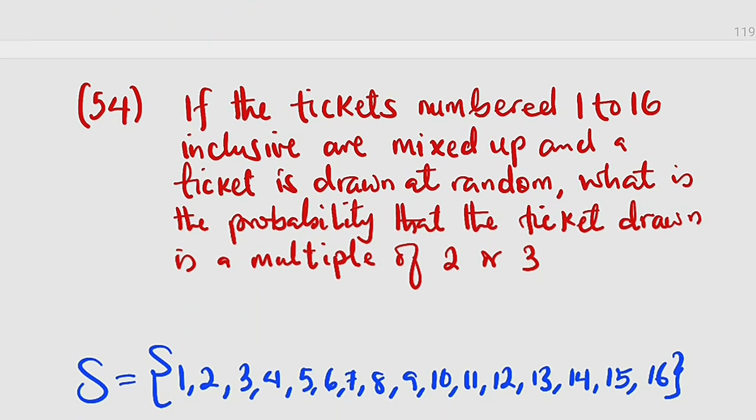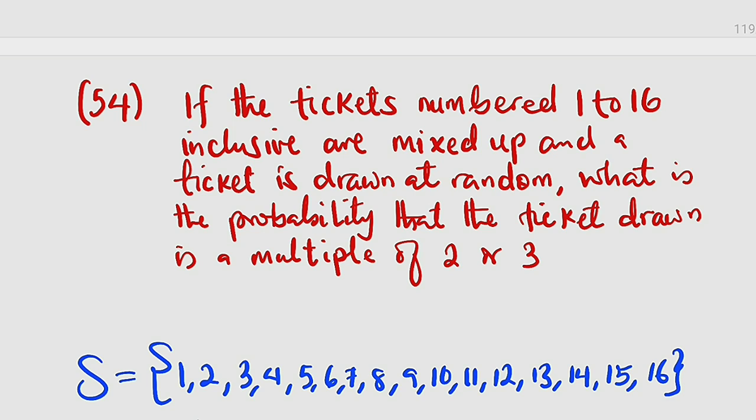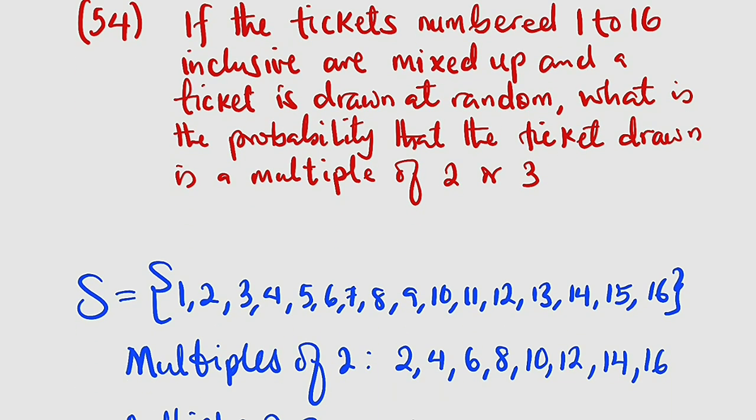Then moving on to question number 54. If the tickets numbered 1 to 16 inclusive are mixed up and a ticket is drawn at random, what is the probability that the ticket drawn is a multiple of 2 or 3? So the sample space, that is what you have to start with. A ticket numbered from 1 to 16, so we have 1, 2, 3, 4, 5 down to 16.